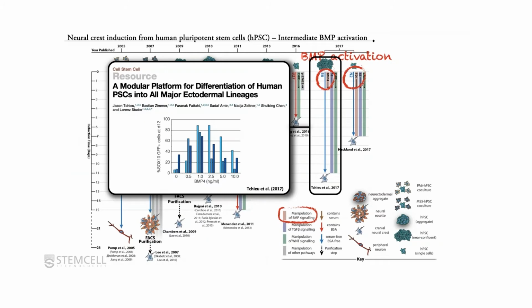A year later, in 2017, Jason Chu and Lauren Studer published a protocol that utilizes 1 nanogram per mil of BMP4 for the first 2 days of induction, as addition of higher or lower amounts of the protein results in a decrease in efficiency of neural crest induction, as you can see in this graph here. The data presented also demonstrate a fairly high degree of variability between replicates that I would emphasize as characteristic of all of these protocols and something that I'm going to come back to in a minute.